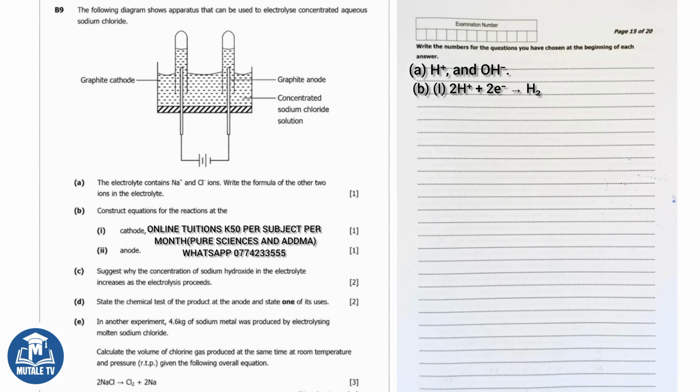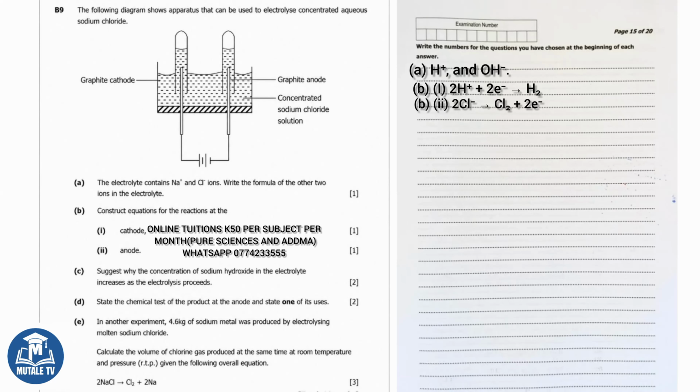Part B, Part 2, anode. At the anode, oxidation takes place. Chloride ions are discharged first over hydroxide ions because the sodium chloride solution is concentrated. The equation is 2Cl- gives Cl2 gas plus 2e-.